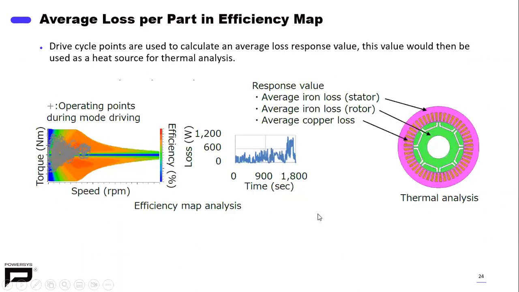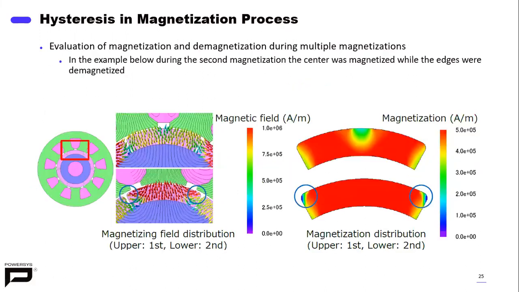Another advancement is that the average iron loss for each part can be computed in version 22.0. So the average iron loss for the stator part as well as for the rotor part can be known. With that, it can be used for the thermal analysis, which is coupled to the particular electromagnetic analysis.